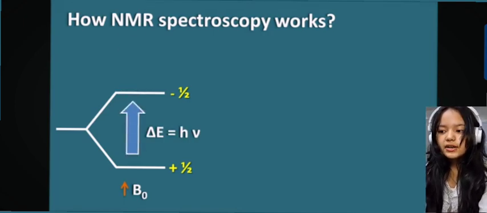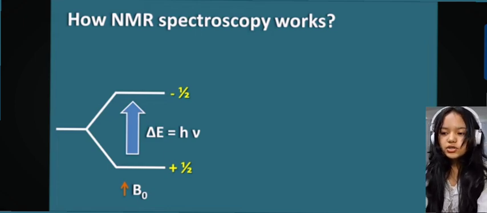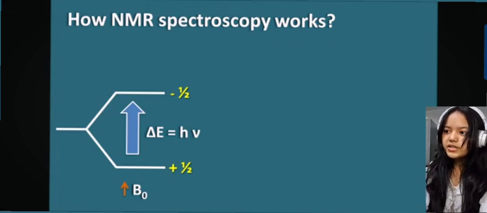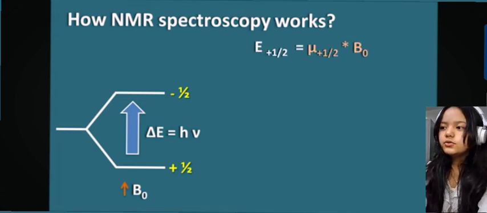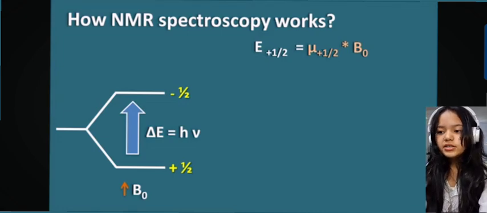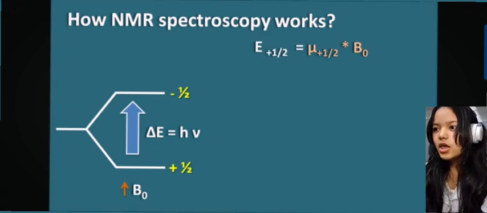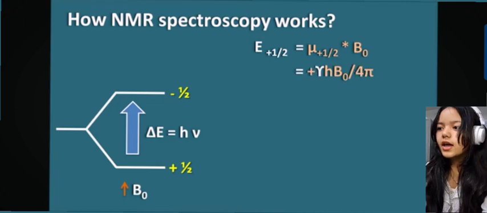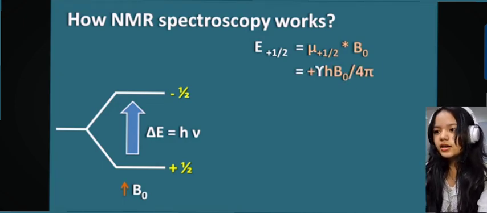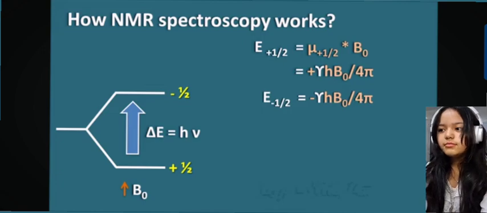In order to see the energy gap between these two spin states, let us define the energy of the plus half state and the energy of the minus half state. E plus half is equal to mu plus half into B naught, because the energy is equal to the magnetic moment into the magnetic field strength. After substituting, we get gamma h B naught by 4 pi. Similarly, for minus half, we get minus gamma h B naught by 4 pi.